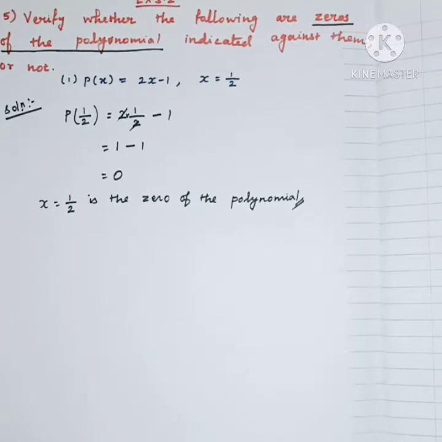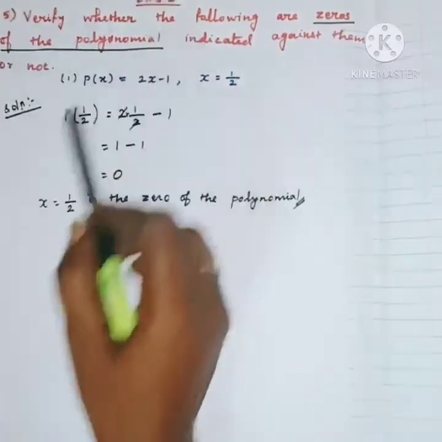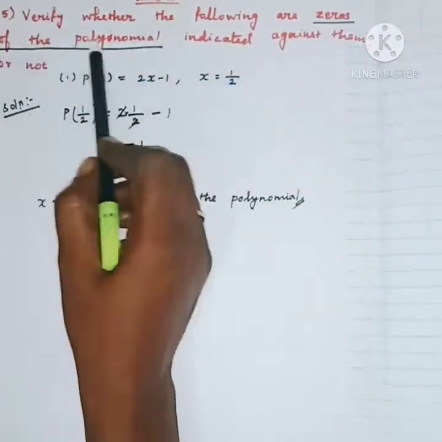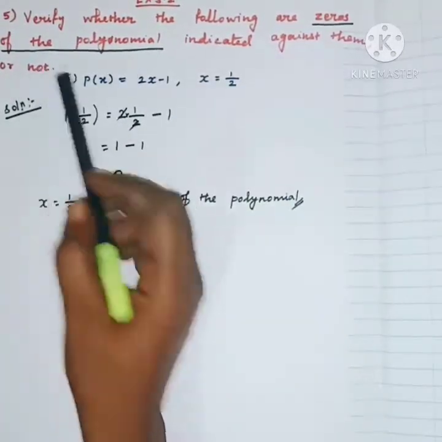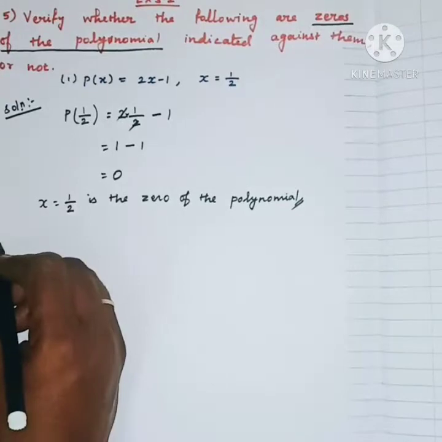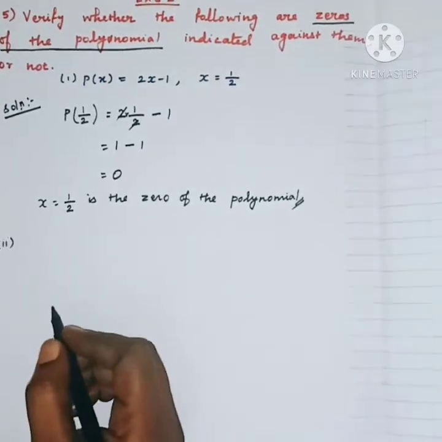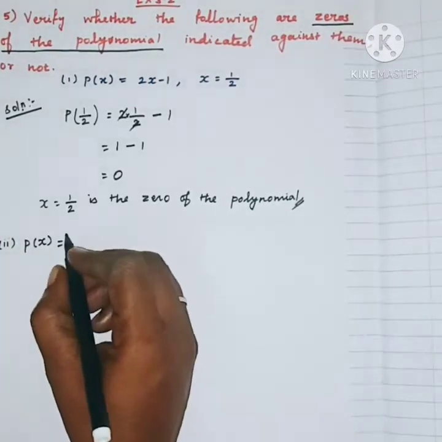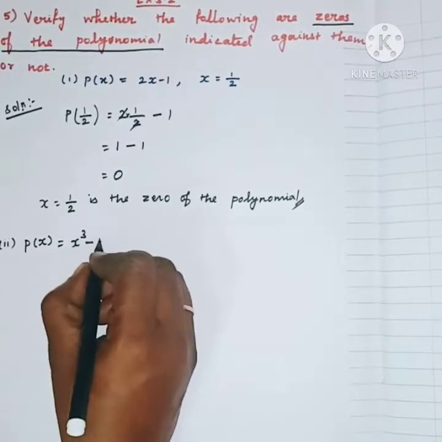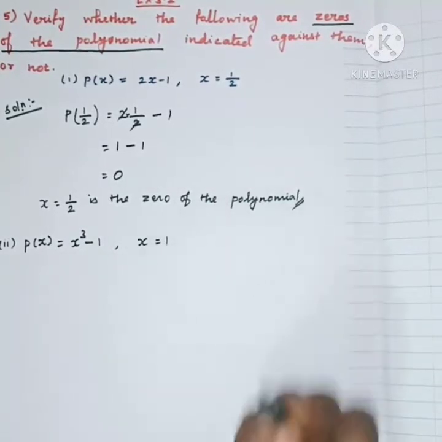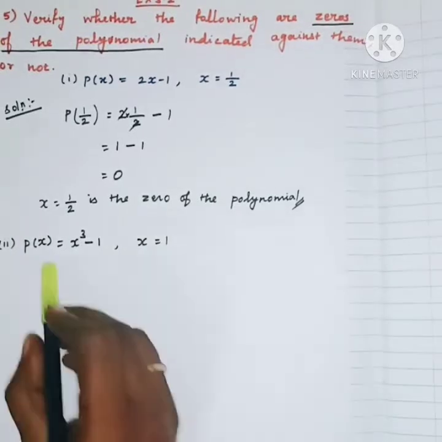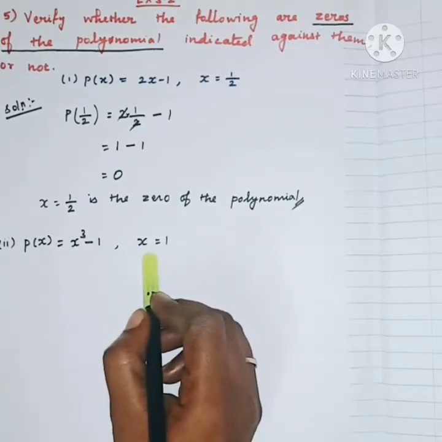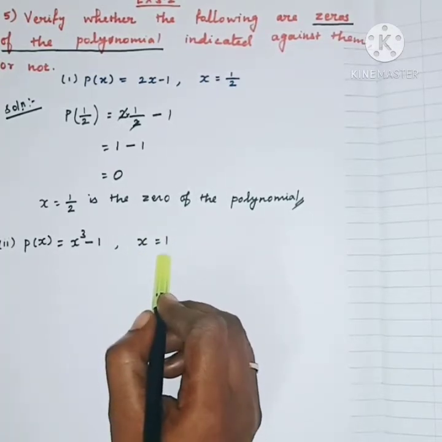Now, exercise 3.2, fifth sum, second subdivision. Fifth sum is verify whether the following are zeros of the polynomial indicated against them or not. Now, the second subdivision is P of x is equal to x cube minus 1, and the value of x is 1 here. They are given in the sum. Now we have to check whether x is equal to 1 is the zero of the polynomial or not.